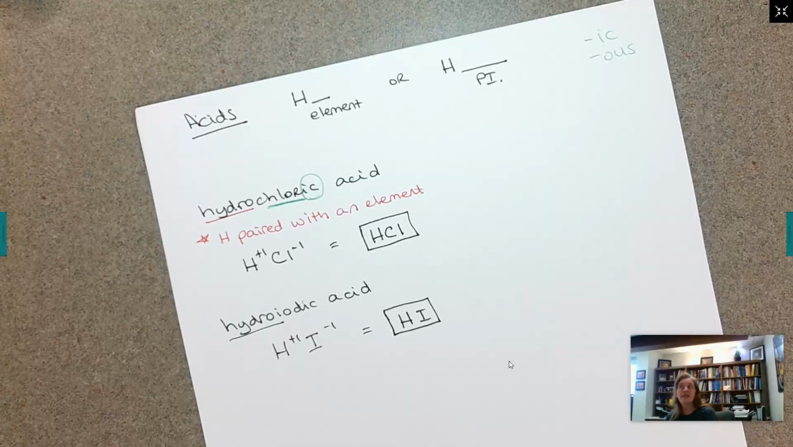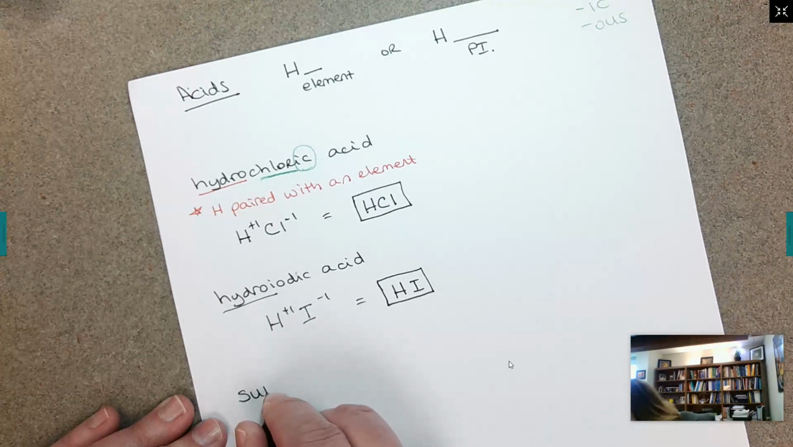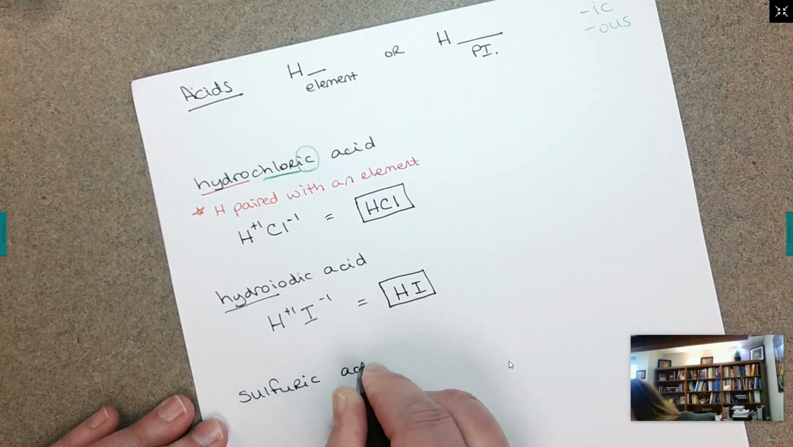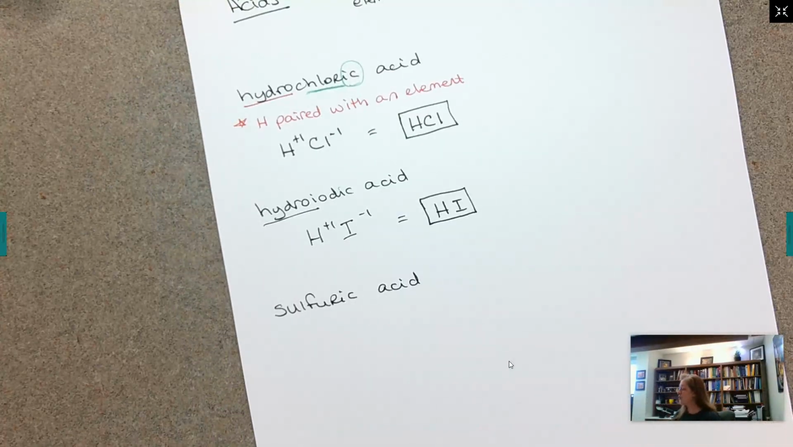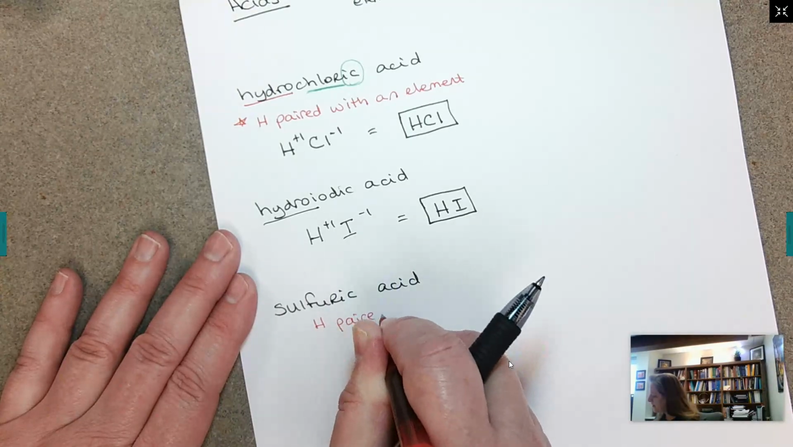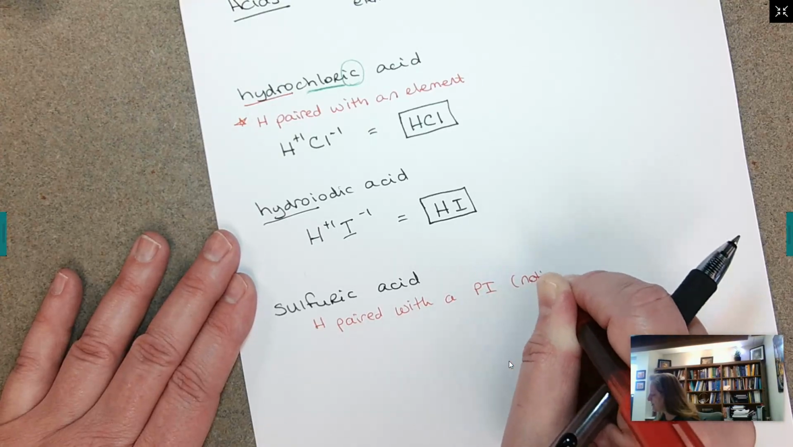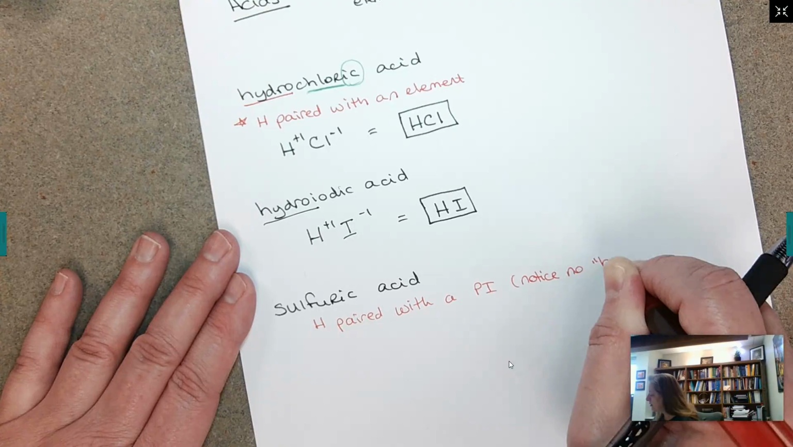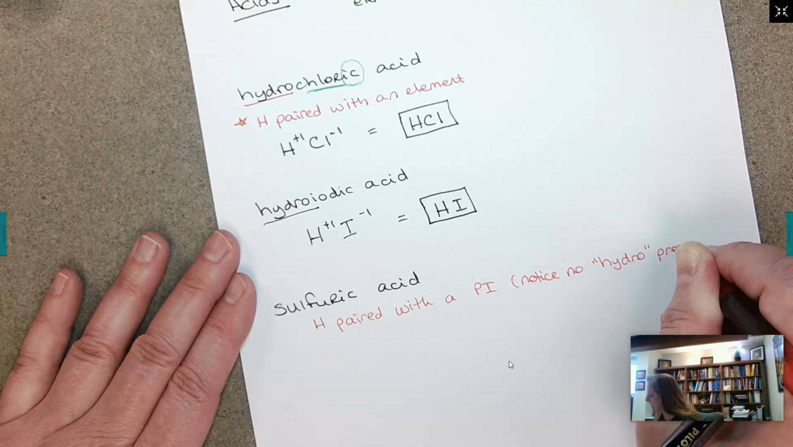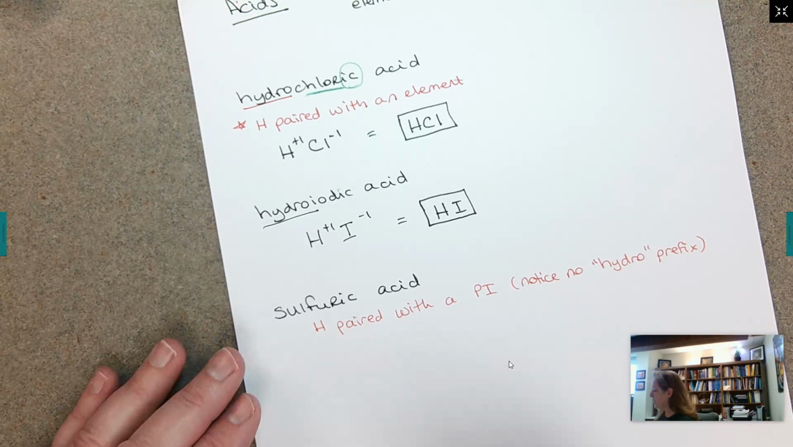Now, let's take a look at one that is not paired with an element. So we'll look at sulfuric acid. Notice there's no hydro in front. This is hydrogen paired with a polyatomic ion. Notice no hydro prefix. So that's how you know you're dealing with hydrogen paired with some kind of polyatomic ion. What you have to figure out is what polyatomic ion it is paired with.